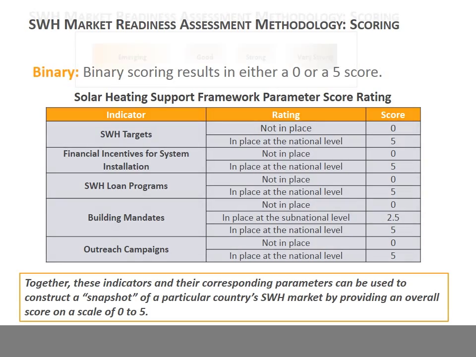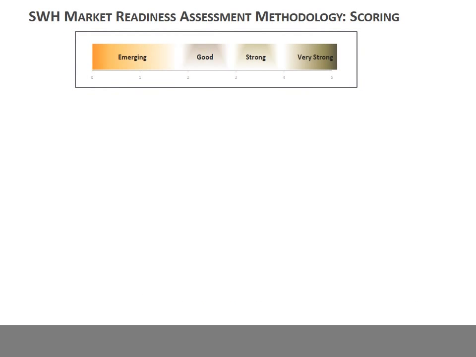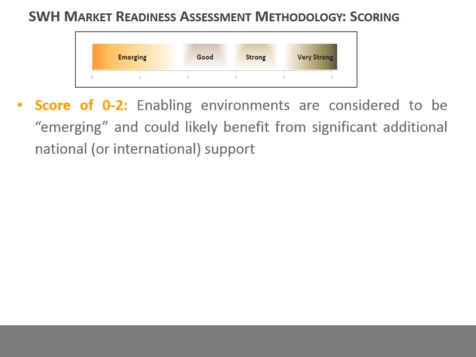A higher score reflects the fact that there is significant policy, financial, and industrial infrastructure in place within the country to support and enable solar water heating deployment. A lower score reflects the fact that some of the building blocks for a robust solar heating market may not yet be in place. The Techscope methodology assigns the following broad labels for scores. A score of 0 to 2 indicates that a country's solar water heating enabling environment is considered to be emerging and could likely benefit from significant additional national or international support to accelerate market growth.